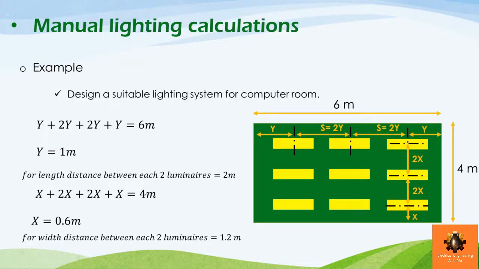Very good. So this will be the final design of the luminaires which we have. As you see, the distance between the luminaire and the wall is 1 meter, then the distance between the luminaires is 2 meters. This is for the length. While for the width, the distance between the luminaire and the wall equals 0.6 meter, while the distance between each two adjacent luminaires equals about 1.2 meters or 1.3 meters.